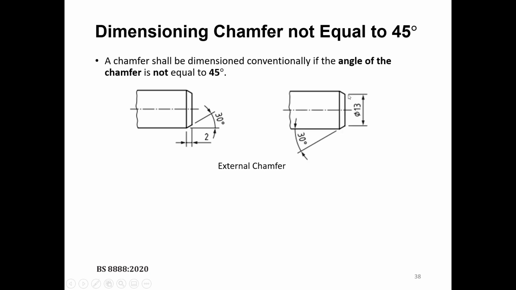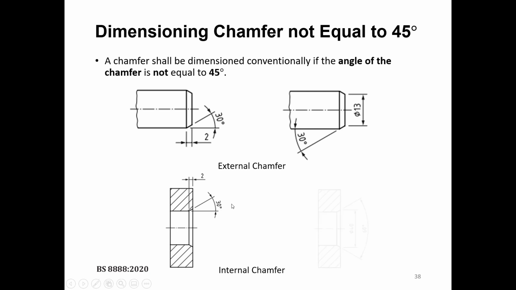Here you can define this diameter and the angle, and these two are going to define the chamfer here. If you have an internal chamfer, the same again. If you have the distance between these two lines and you have the angle, you define them like this, or you can say the total angle between these two lines, if you were to draw the angle between them, is 60, and the diameter of this hole here is 40 mil.